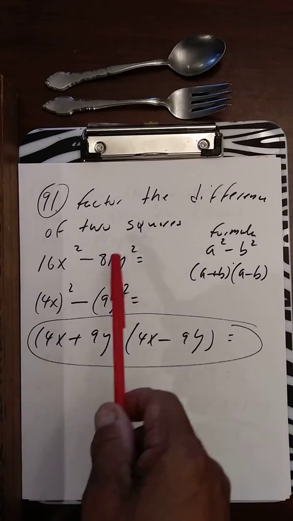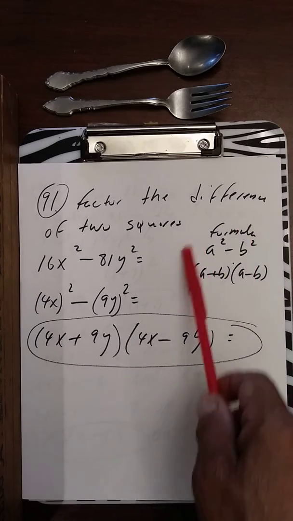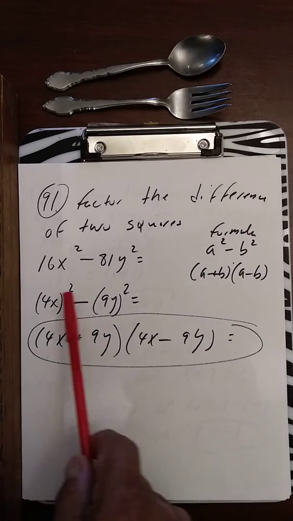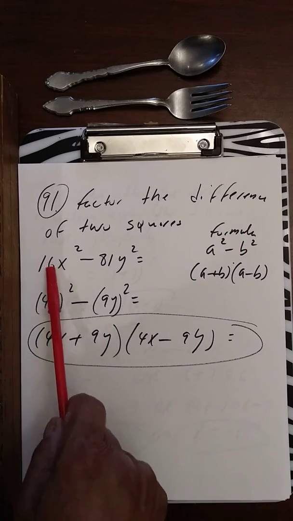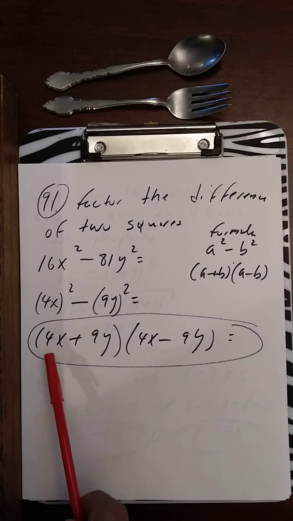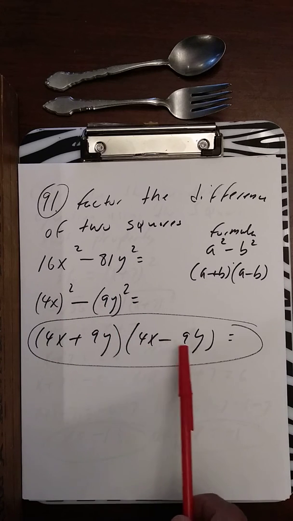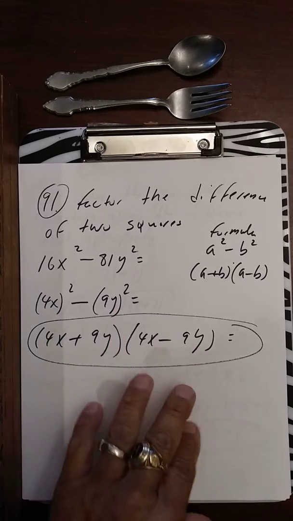Factor the difference of two squares. A squared minus b squared. There's a formula right there: a plus b, a minus b. So change it. 4x squared is this. 9y squared is that. 4x plus 9y, 4x minus 9y. That's it.